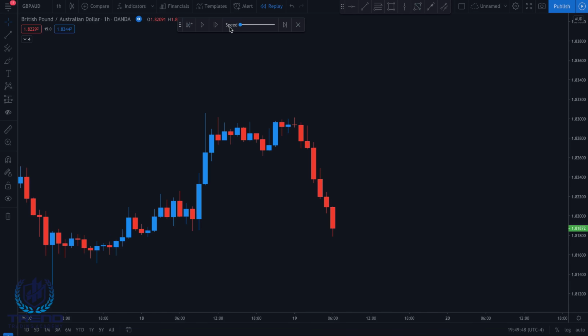So we're in replay mode. We're on the GBP/AUD 1 hour chart, and so we're kind of back testing. I'm going to show you here. So you see we had a bullish move here, and then, of course, we had this bearish move. So how do we know when it's going to end?